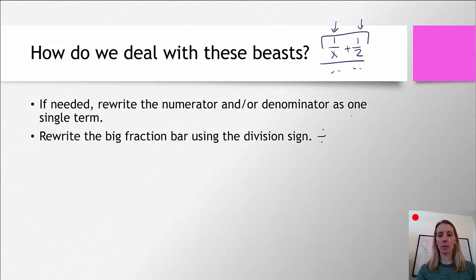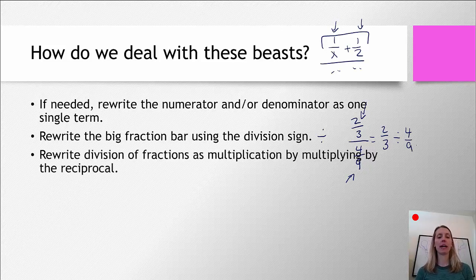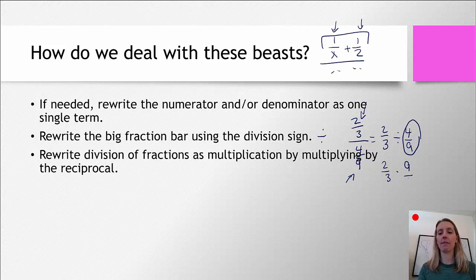So I can start now with, let's say we have that 2/3 over 4/9. The first thing I would want to do, I don't have to worry about the first suggestion because this is one single term, this is one single term. But I'm going to rewrite using the division. So I'm going to say 2/3 divided by 4/9. Step 3: rewrite the division of fractions as multiplication by multiplying by the reciprocal of the divisor. This is the divisor, the one that's doing the dividing. So we're going to rewrite this as 2/3 times the reciprocal of 4/9, which is 9/4.